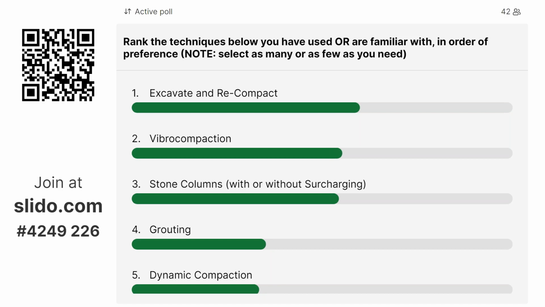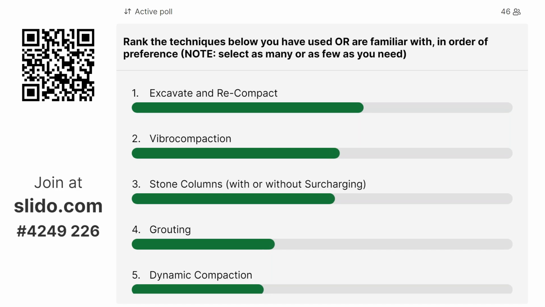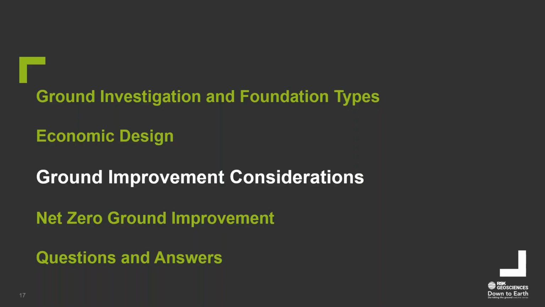Thanks. This is really interesting, because I'm seeing a changing picture depending on people's experiences. Yeah, it's a pretty equal spread, really. At one stage, excavate and recompact was at the bottom of that list, and it's now at the top. I'm sure we could continue with this exercise for longer, but thanks. That just gives me the snapshot that I was looking for. So, moving on to ground improvement considerations.